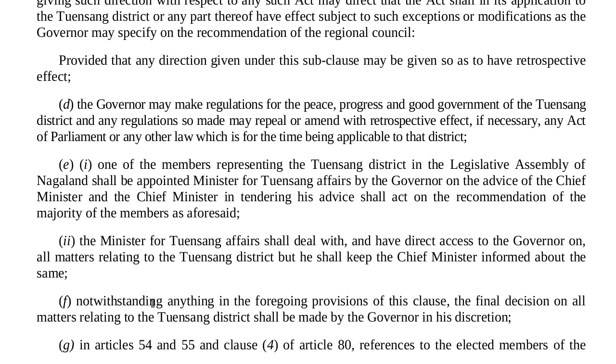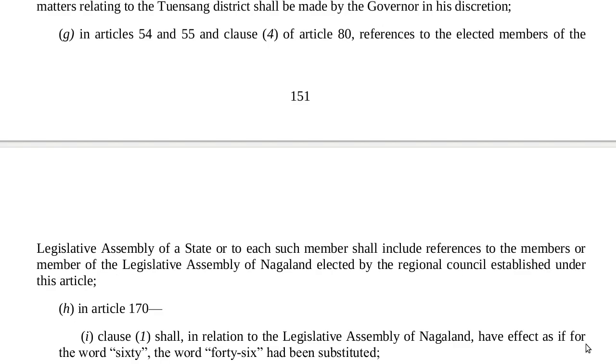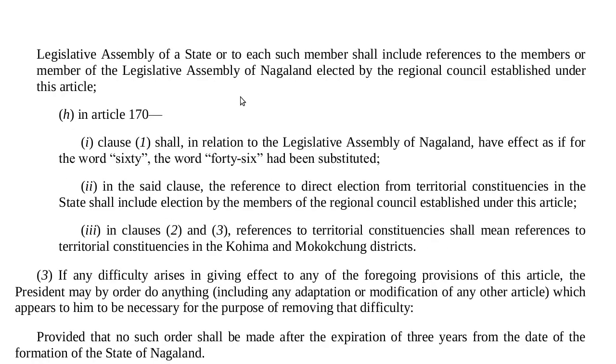F. Notwithstanding anything in the foregoing provisions of this clause, the final decision on all matters relating to Tuensang district shall be made by the Governor in his discretion. G. In Articles 54 and 55 and clause 4 of Article 80, references to the elected members of the Legislative Assembly of a state or each such member shall include references to the members or member of the Legislative Assembly of Nagaland elected by the Regional Council established under this article.